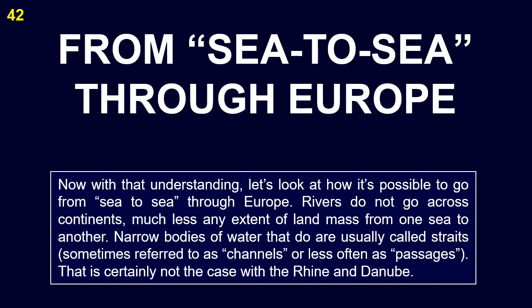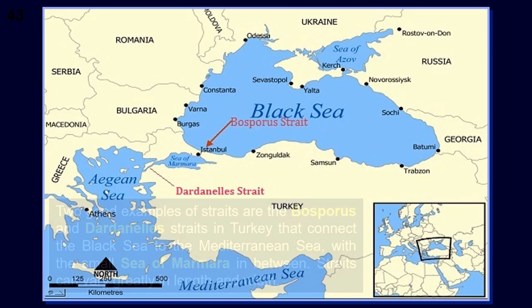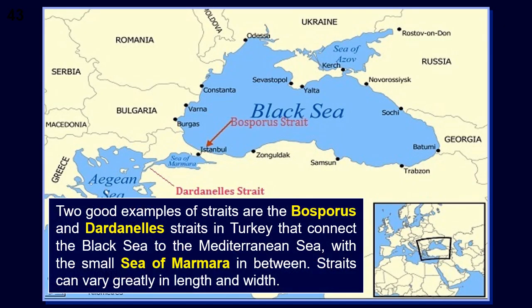Rivers do not go across continents, much less any extent of landmass from one sea to another. Narrow bodies of water that do are usually called straits, sometimes referred to as channels, or less often as passages. That is certainly not the case with the Rhine and Danube. Two good examples of straits are the Bosporus and Dardanelles Straits in Turkey that connect the Black Sea to the Mediterranean Sea, with the small Sea of Marmara in between.